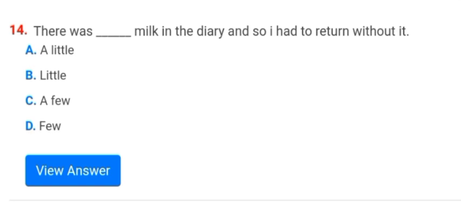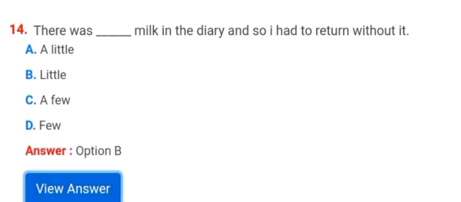Question number 14. There was dash milk in the dairy and so I had to return without it. A: a little, B: little, C: a few, D: few. Correct answer: B, little. There was little milk in the dairy and so I had to return without it.